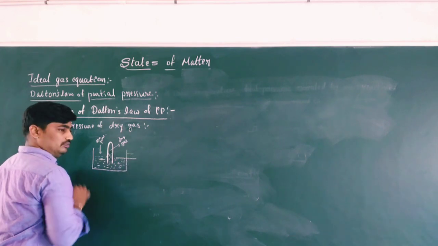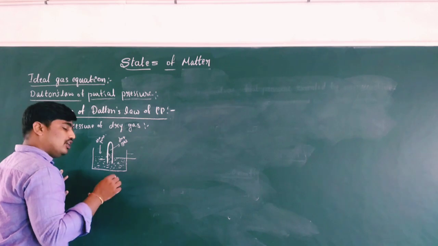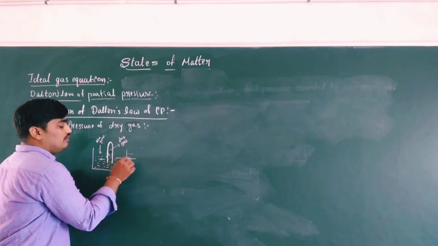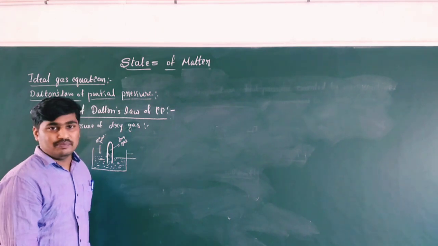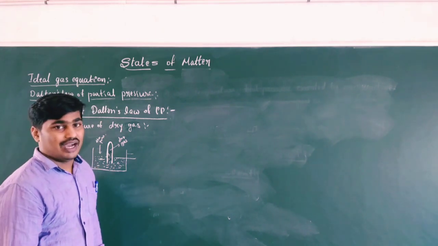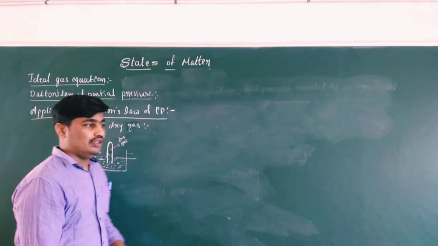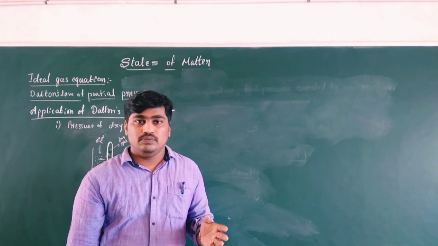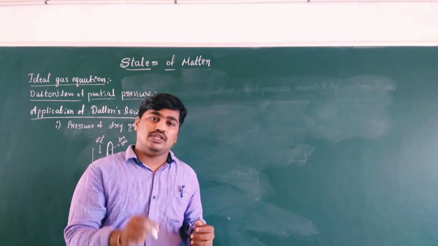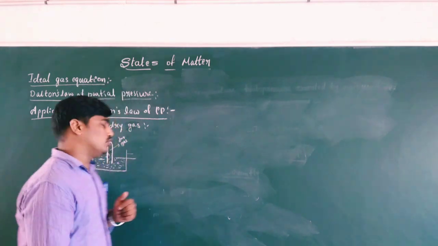When the pressure of dry gas is equal to the pressure of the atmosphere, then it is very easy to calculate the pressure of dry gas. The liquid level inside the tube should come down, or fall, to the atmospheric pressure level.